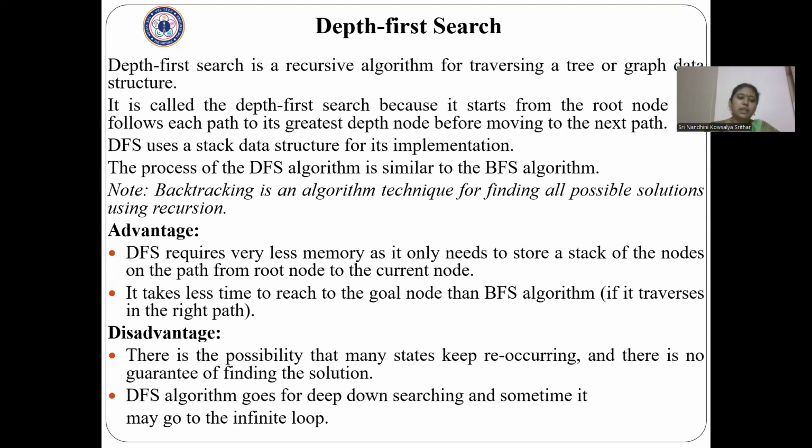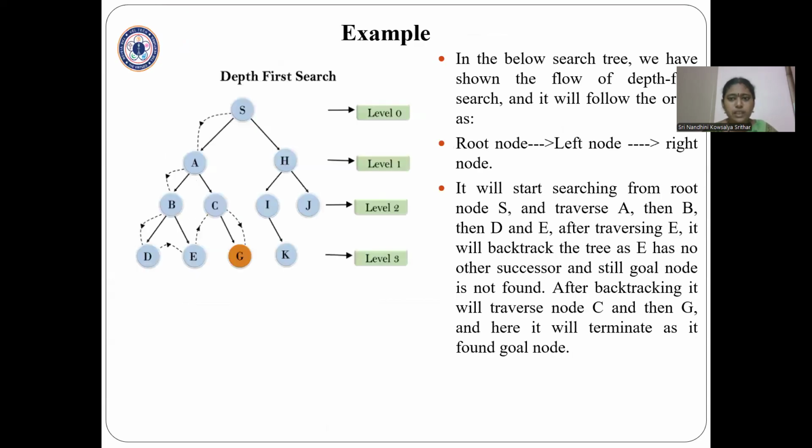Disadvantages: there is a possibility that many states keep reoccurring, and there is no guarantee of finding the solution. It goes so deep while searching that sometimes it goes into an infinite loop. This is the example for the depth first search.